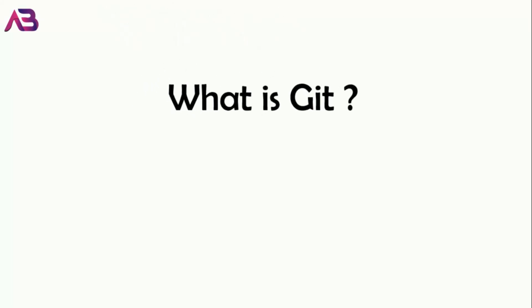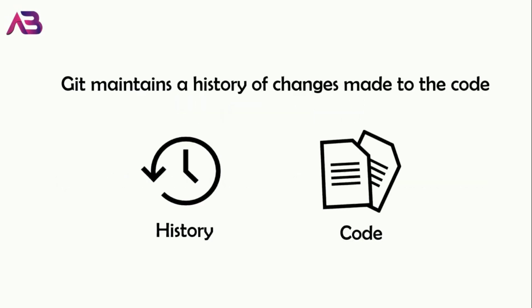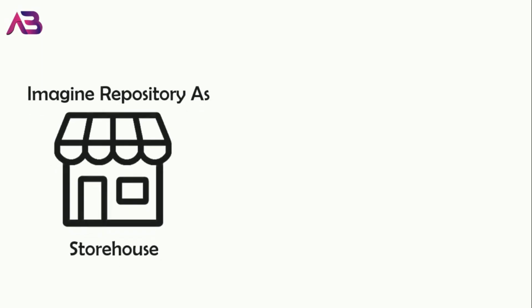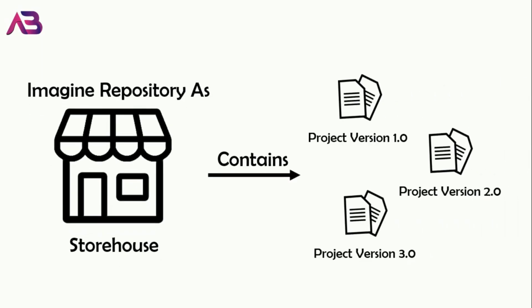What is Git? Git is a free open source distributed version control system. Now to know about distributed version control system, you can just watch out the previous video that I have made on this particular topic for better understanding. So Git maintains a history of all changes made to the code. It stores all the modifications to the repository. So you can imagine it as a storehouse where it contains a different version of project.